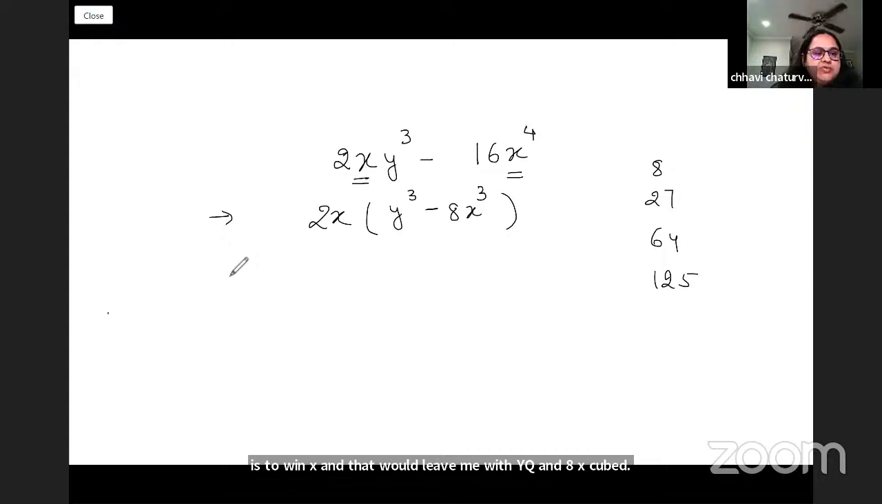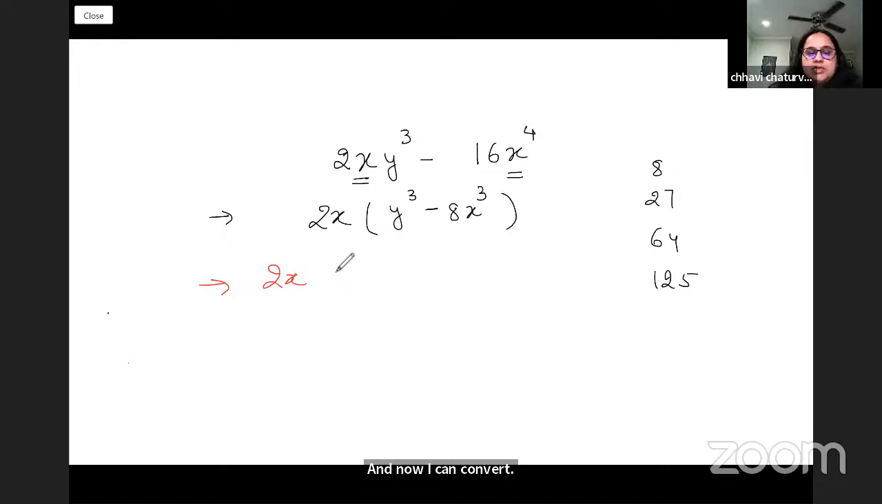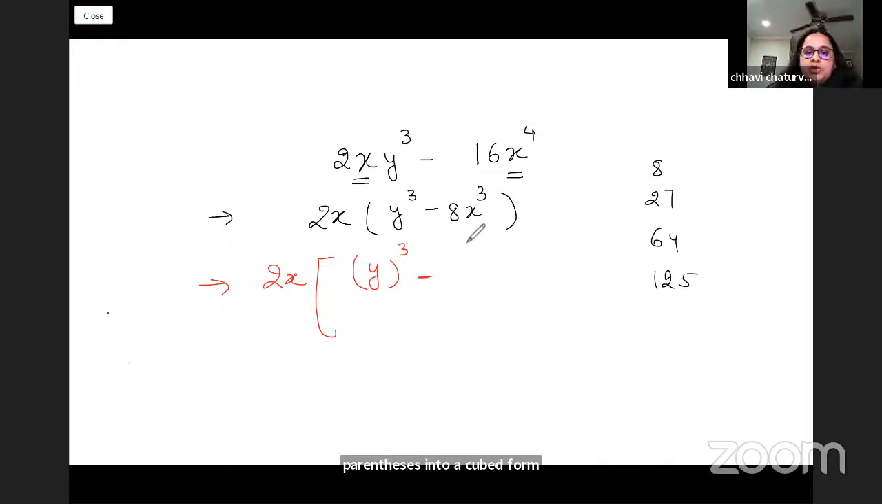And now I can convert the term inside of the parentheses into a cubed form. What is y cubed a cube of? It is a cube of y. And what is 8 a cube of? 2. So this would be a cube of 2x.